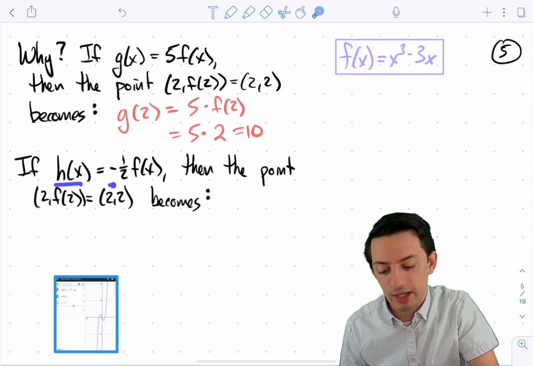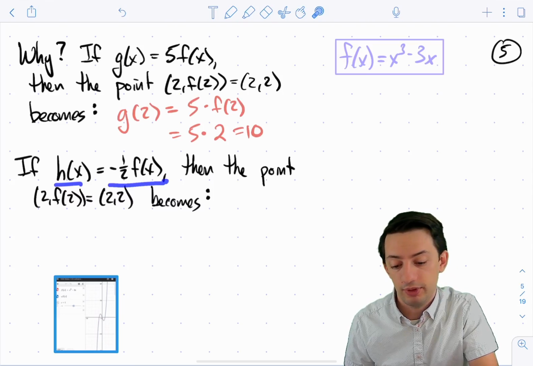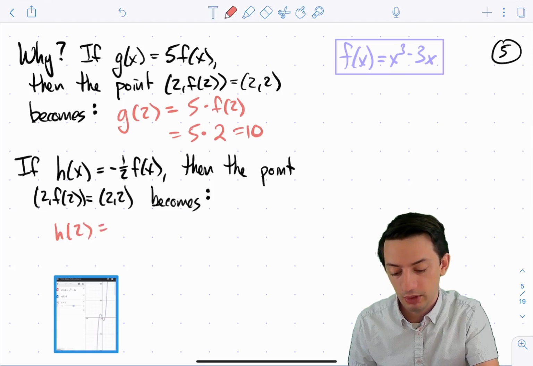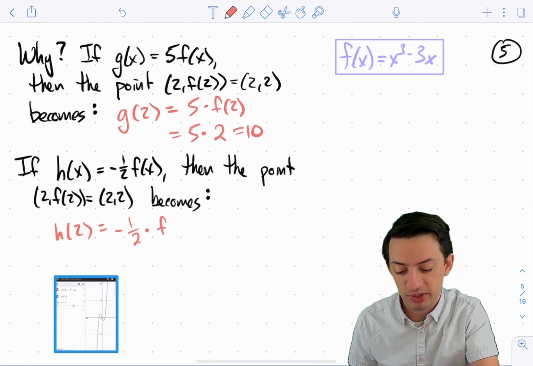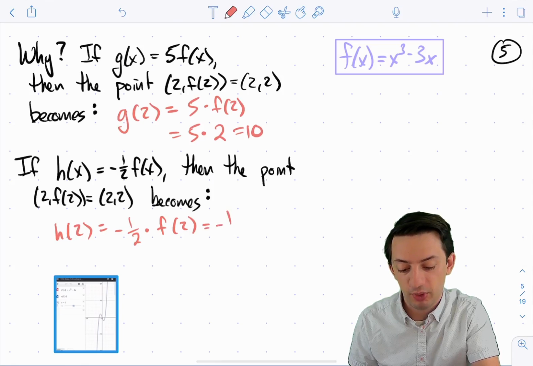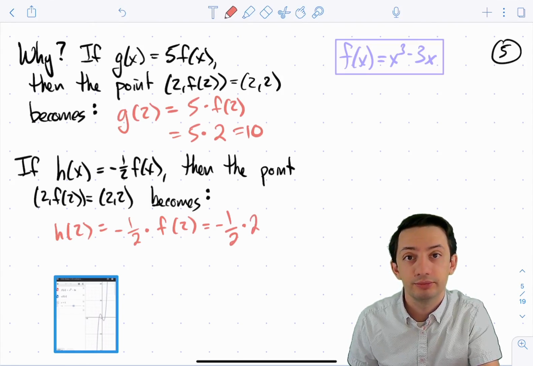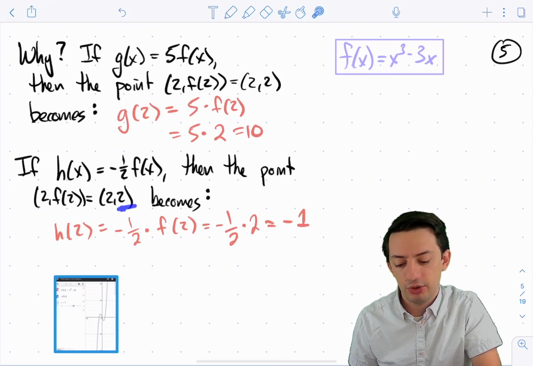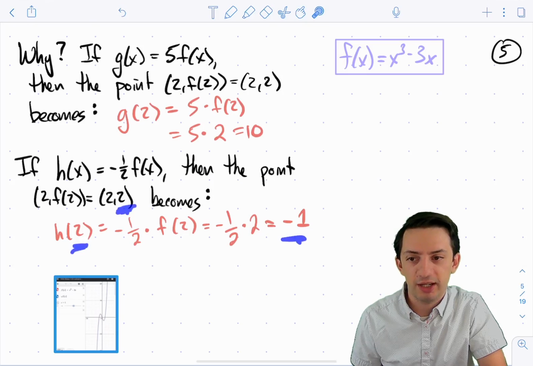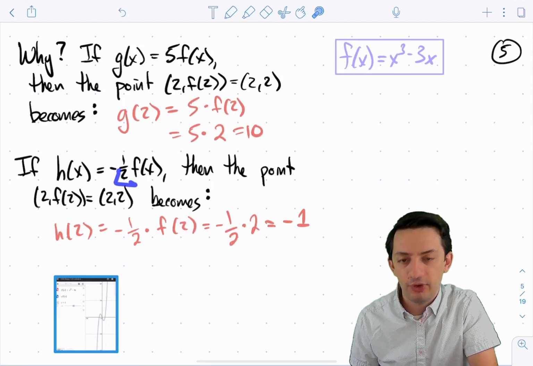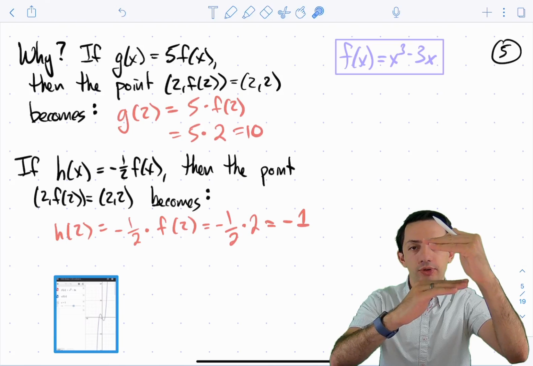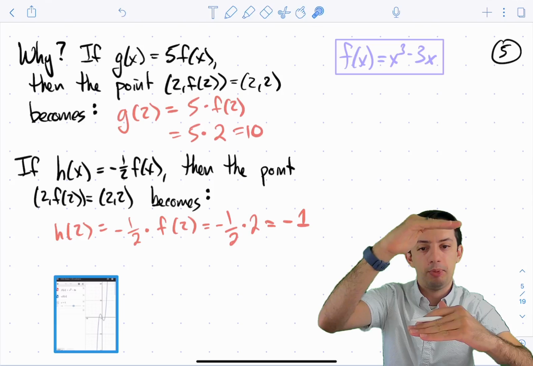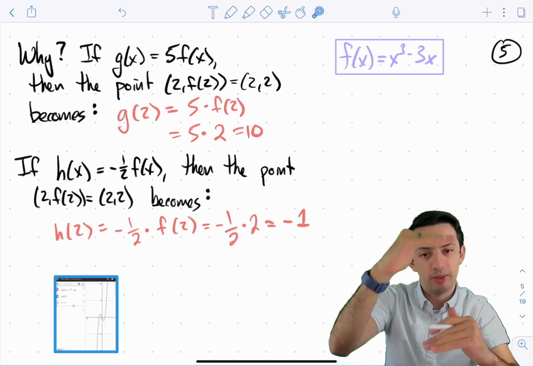On the other hand, this is a different example. What happens if I multiply by -1/2? Same kind of idea. That 2 in f becomes h of 2, which is by our definition -1/2 times f of 2, which is -1/2 times 2. And the 1/2 and the 2 cancel, leaving me with -1. So that point at height 2 at the same x value now becomes -1. And why is that? It's because the 1/2 meant all my points shrunk by a factor of 2. So height 2 became height 1. And then my negative sign said now flip them. So it's a shrink followed by a flip.